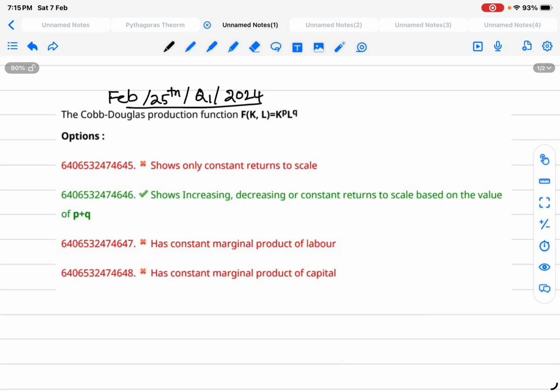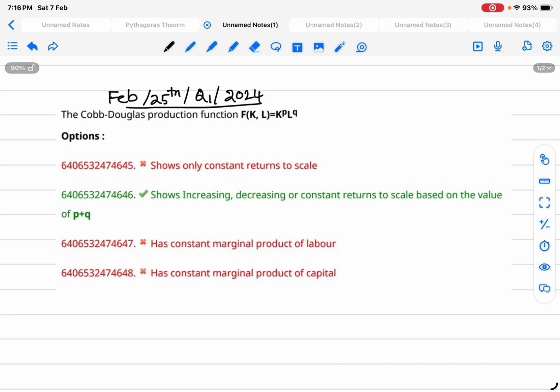Natural Economics, February 25th, Quiz 1, 2024 paper. There is a question related to the Cobb-Douglas production function, and there are four options A, B, C, D. Which ones are correct? They gave a Cobb-Douglas production function F in terms of K and L, capital and labor, as K power P, L power Q. So which options are correct?